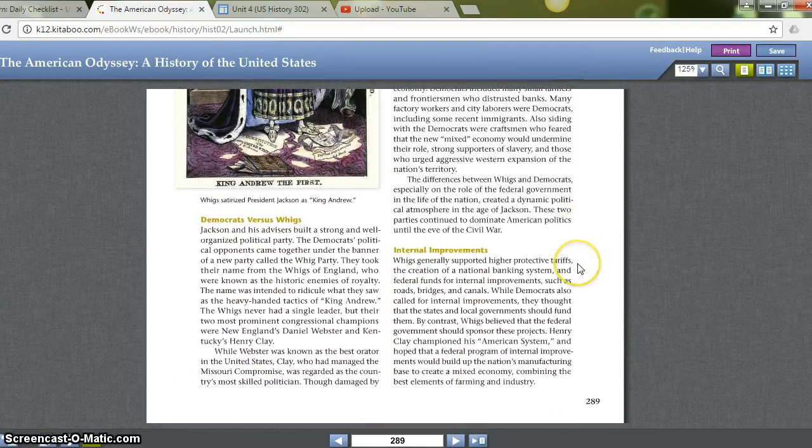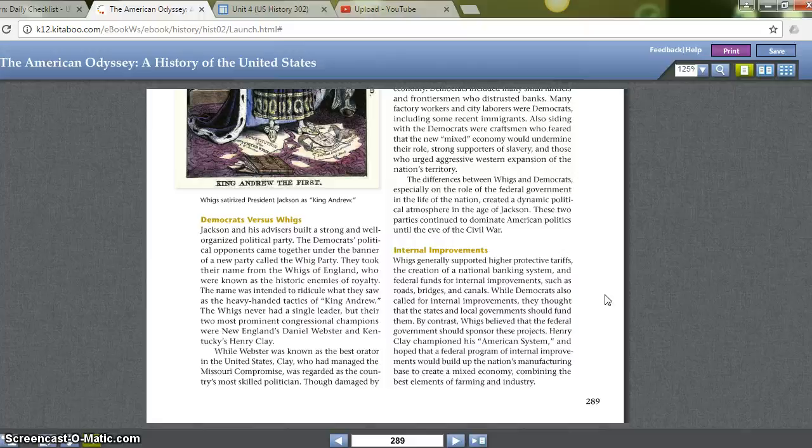The differences between Whigs and Democrats, especially on the role of the federal government in the life of the nation, created a dynamic political atmosphere in the age of Jackson. Those two parties continued to dominate American politics until the eve of the Civil War. Internal improvements. Whigs generally supported higher protective tariffs, the creation of a national banking system, and federal funds for internal improvements such as roads, bridges, and canals.